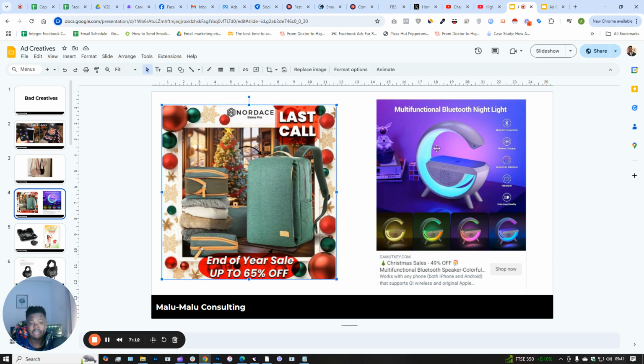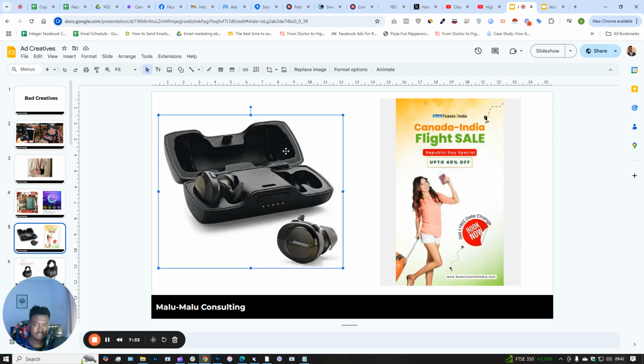Well, better than this one. Multifunctional Bluetooth nightlight, which is good, but you can tell that this image is taken straight from an AliExpress product page. There's not really any effort gone towards making it look good. So yeah, does that make sense? Let me move on to the next one.